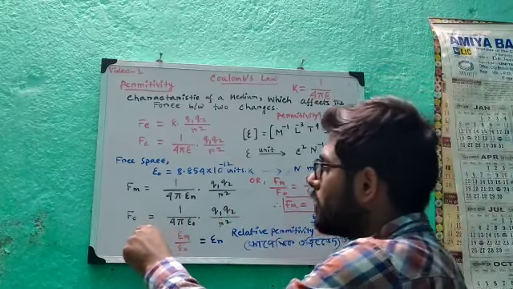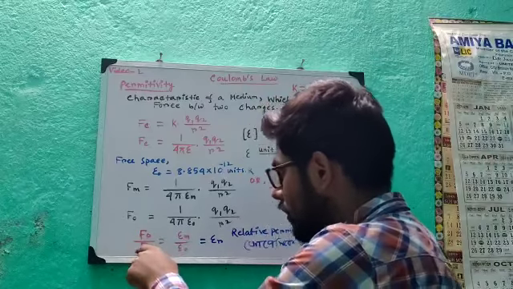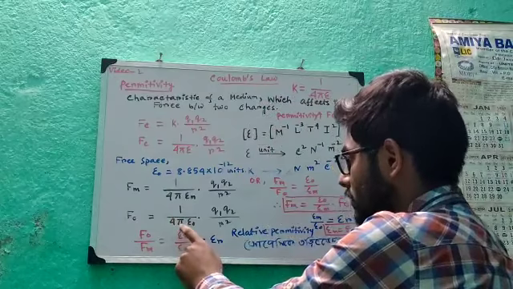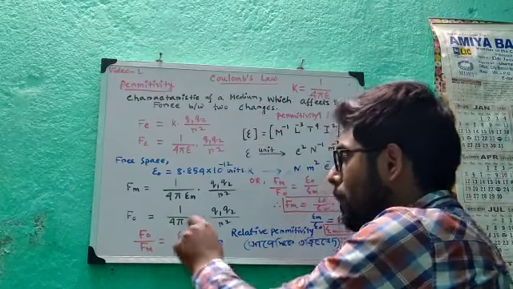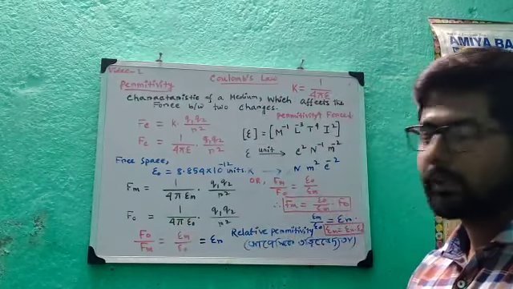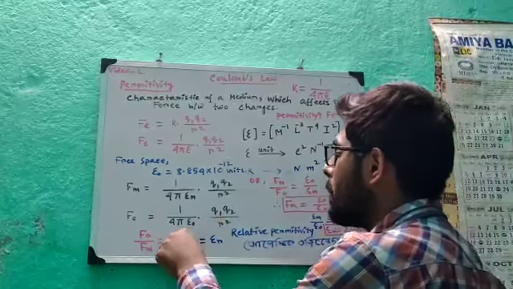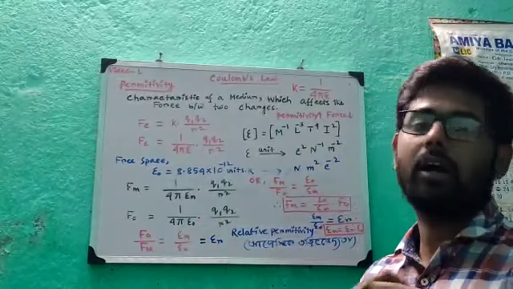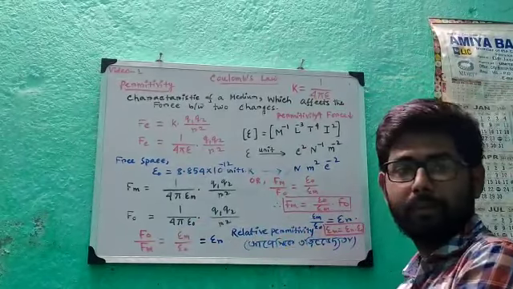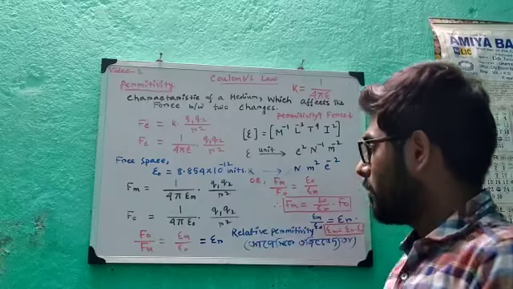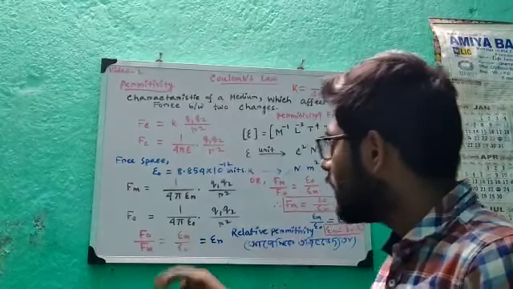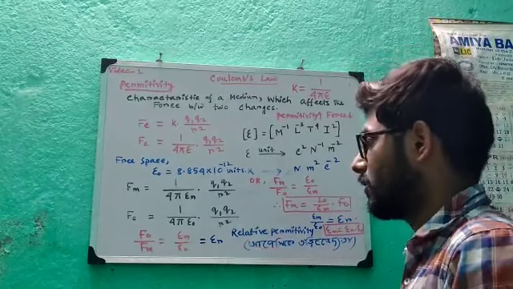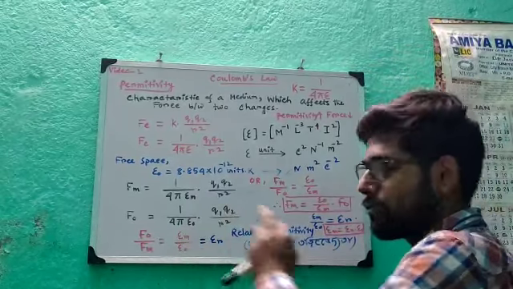If we take the ratio of F naught and Fm, we will get epsilon m upon epsilon 0. This ratio, epsilon m upon epsilon 0, we term as epsilon r, the relative permittivity. So it is the ratio between the permittivity in a medium with respect to the permittivity of free space.